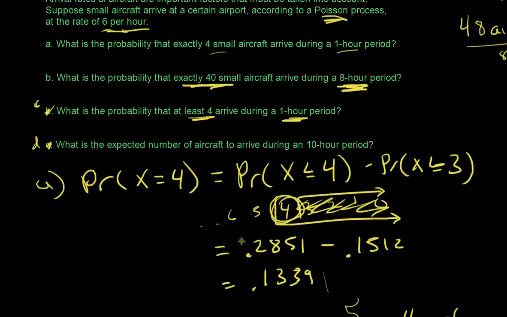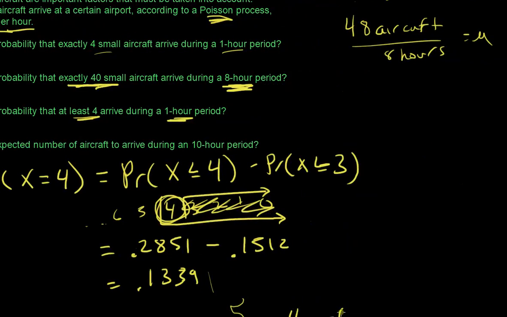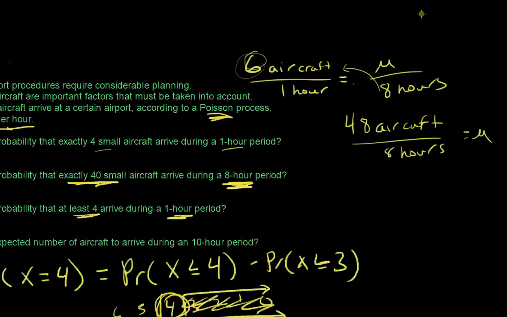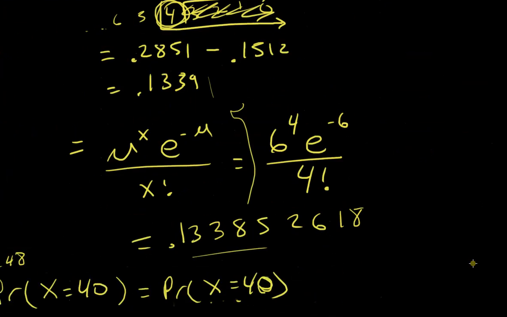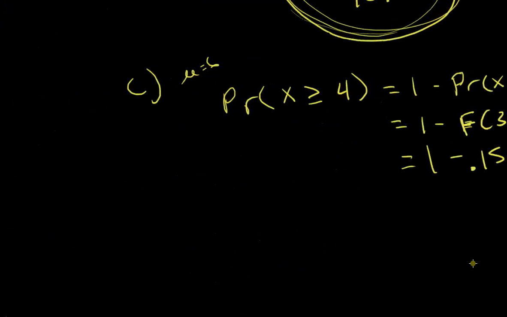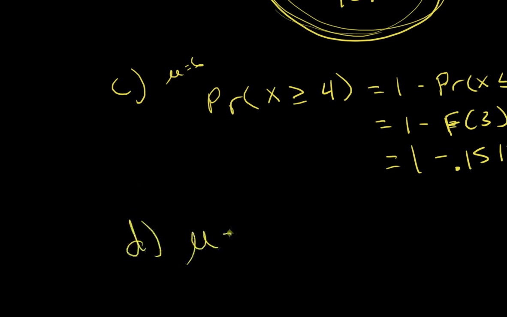All right. Last part was D. Find the expected number of aircraft to arrive during a 10-hour period. So this is basically just asking, how many in 10 hours, right? There's 6 per 1 hour. So now let's just change this to 10 hours. How many come in 10 hours? Just solve this for mu, and you find that 60 come in 10 hours. So mu is 60. The expected number of aircraft is 60 per 10 hours.